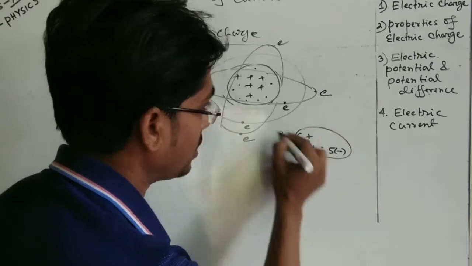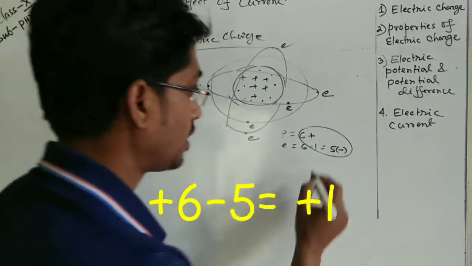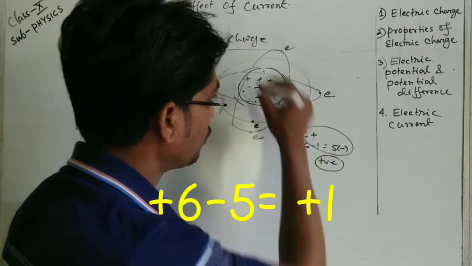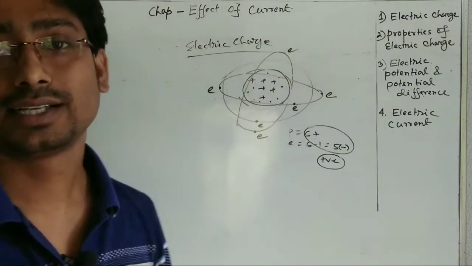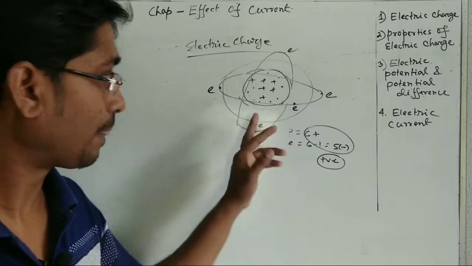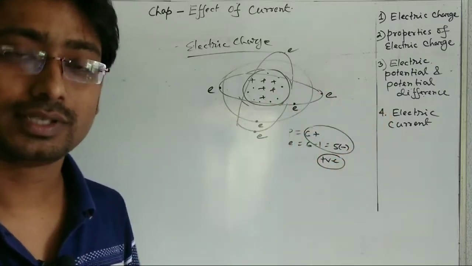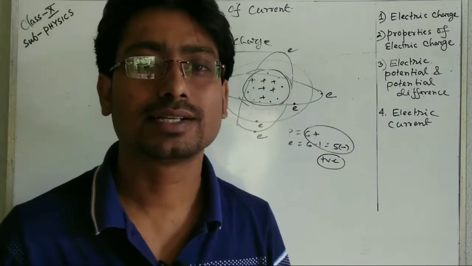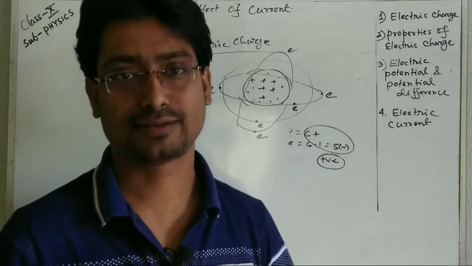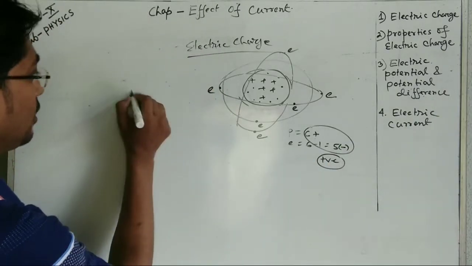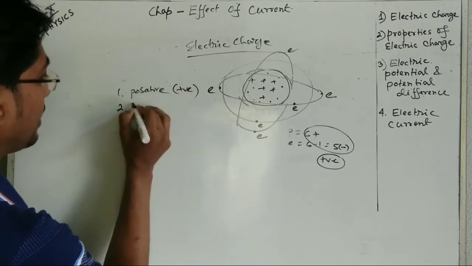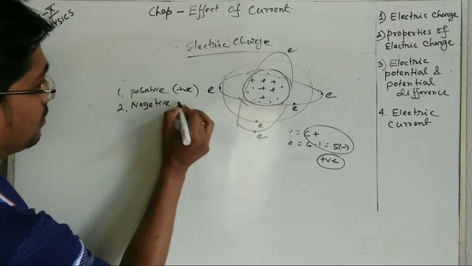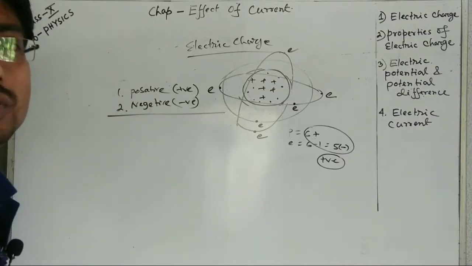So 6 positive and 5 negative. What is the effective charge on the atom now? Previously it was neutral, but now it is positively charged. So the atom is now charged as positive, and that is known as electric charge. At the same time, the next substance with which it was rubbed is now negatively charged, because the extra electron goes to it. So charges can be positive and negative. These are the two types of charges.